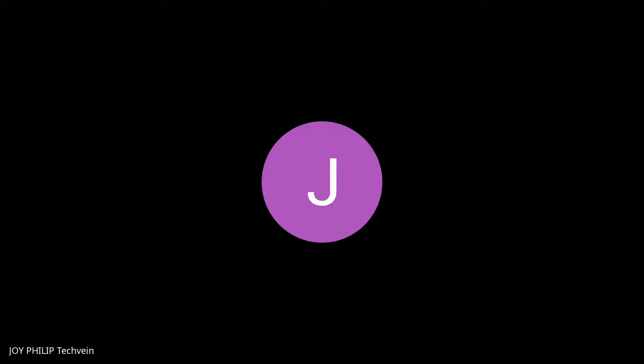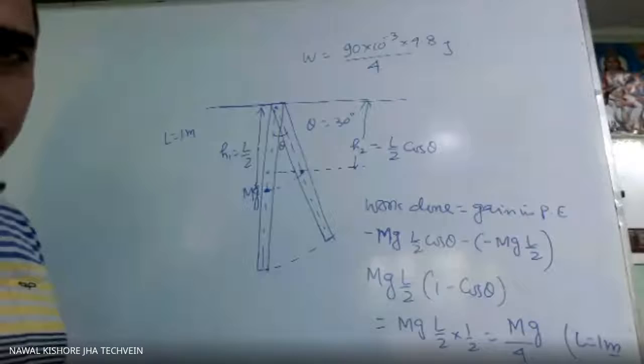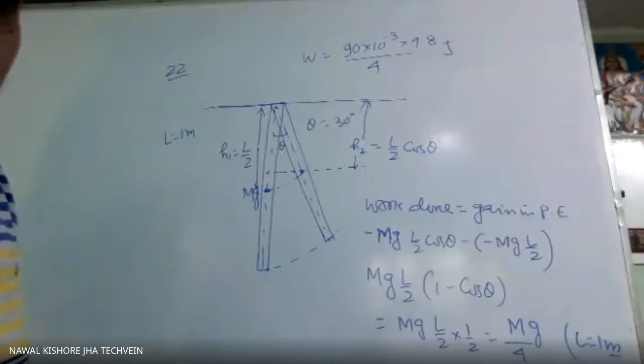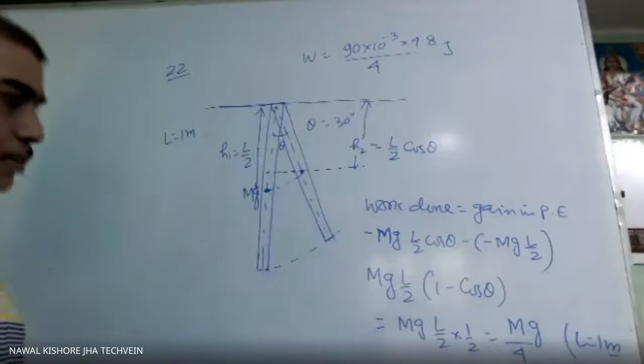So did this not come, sir? Number 22. Yes, the answer is not coming. Which number? The answer is not coming. Yes, sir. Okay, the answer may be wrong.